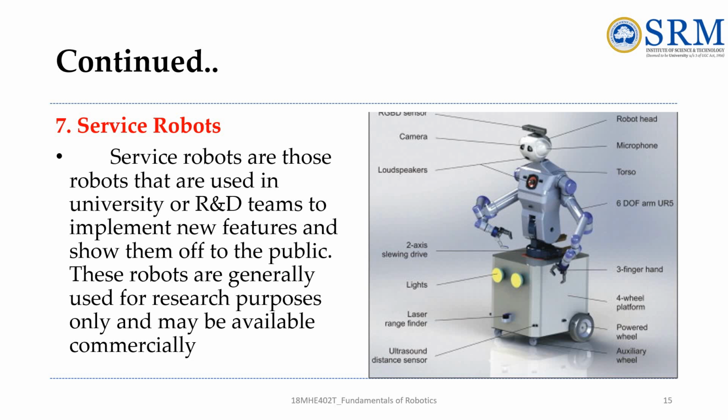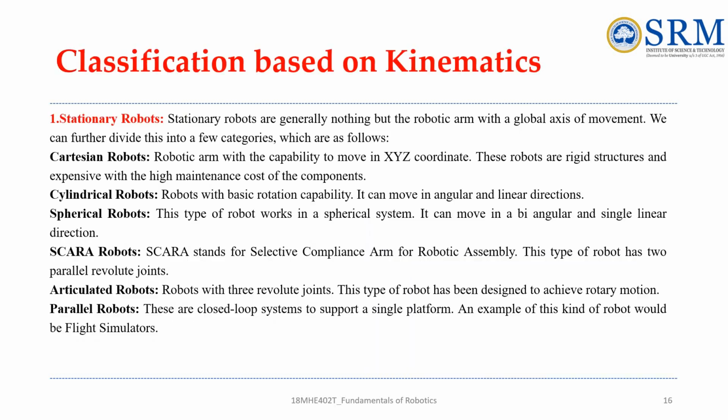And next, the service robots. So these are used by universities and research teams to develop and showcase new features and technologies to the public. They serve primarily for research and experimental purposes, and sometimes they may become available for commercial use. Okay, you could see in the picture as it is used in the research teams. So those are the classifications based on applications.